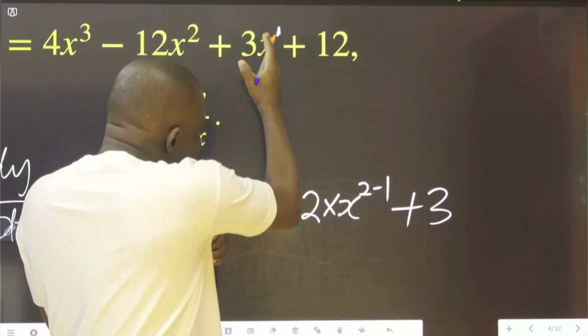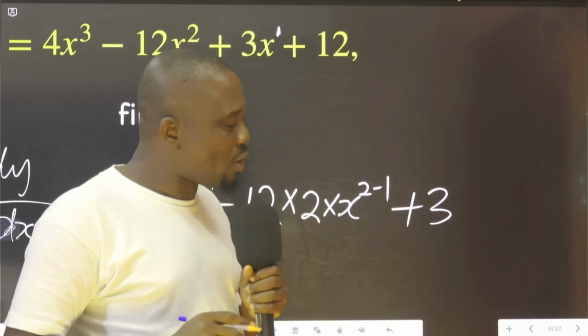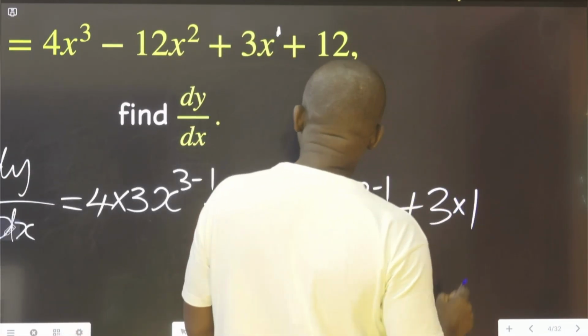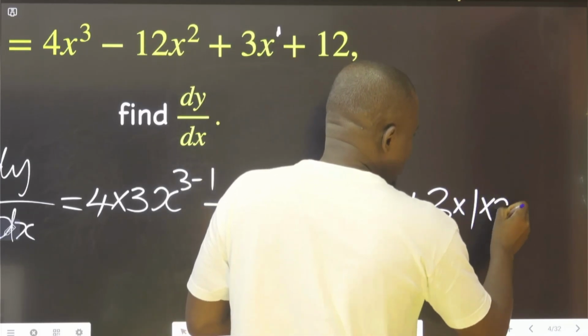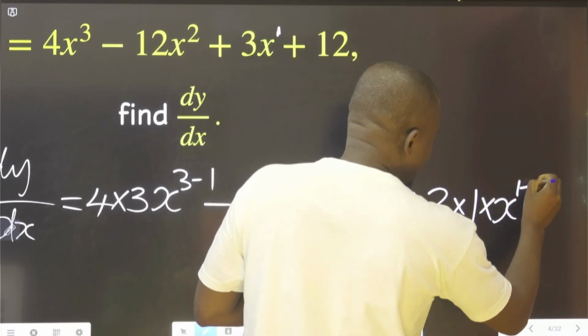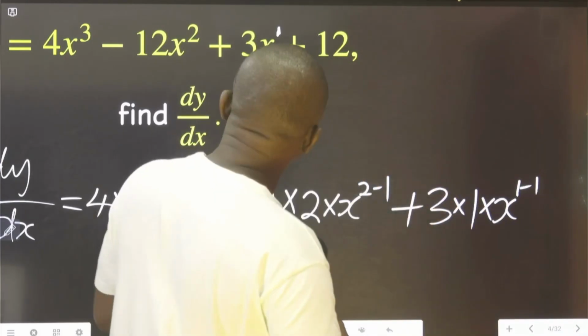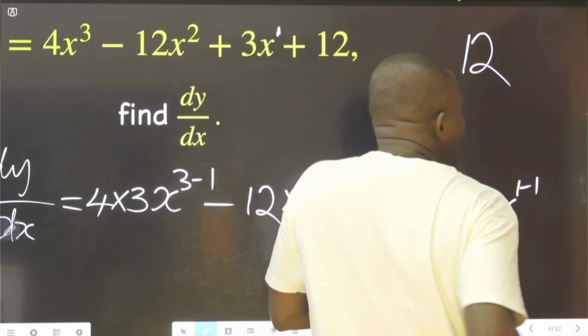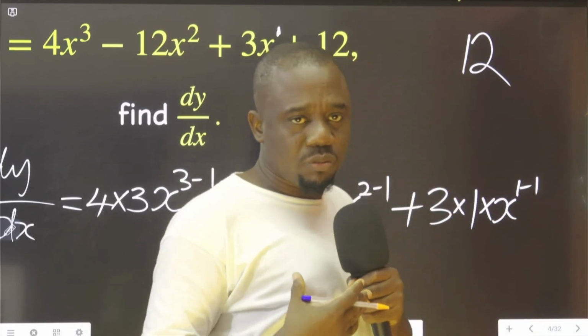So when you see like this, it means what? There is 1 there. What are we going to do? This one will come down to meet 3. Then we reduce this one by 1. That is the general rule. Now we have 12. If you see a constant like this, the differentiation of a constant is 0.